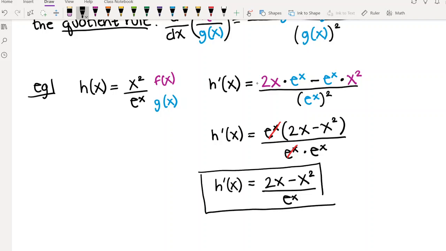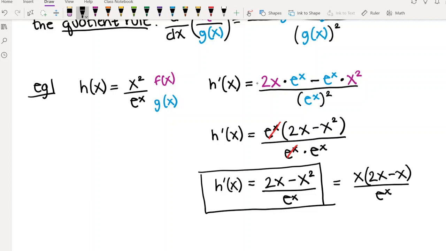And a lot of students like to ask me about factoring. So for example, if you were to write your answer instead like this, if you factored out an x from the numerator, that's fine. There's nothing wrong with doing that, but you don't have to do that. So why do you factor in general? It's usually when you're trying to solve something.